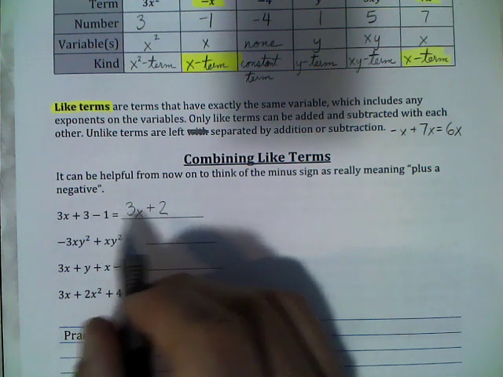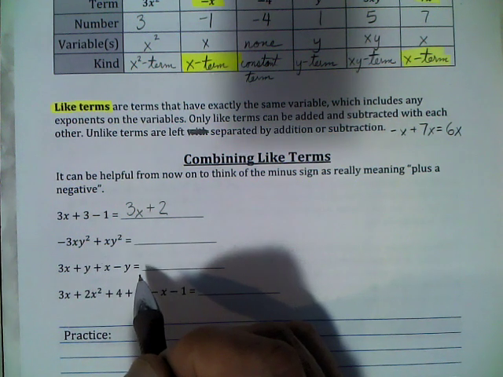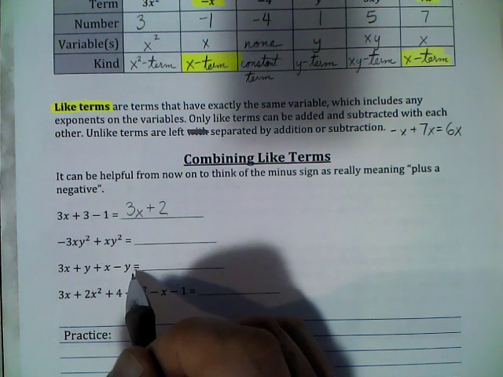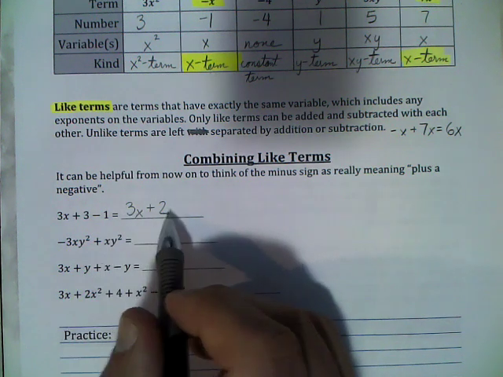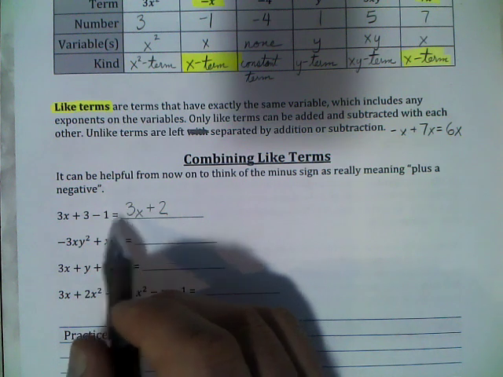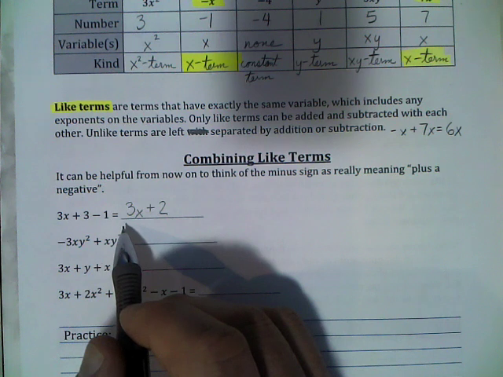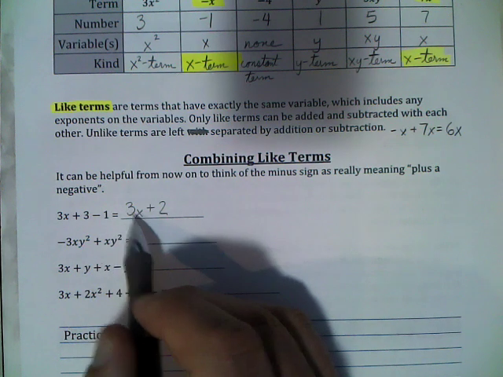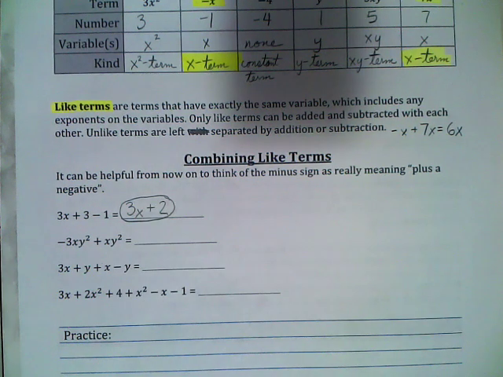Some of you are going to be tempted to make this 5x, and that is wrong. You cannot do that. So whatever it's going to take for you personally to remember that, you've got to do it. You've got to write yourself a post-it note and say, no, don't combine these, not like terms, whatever you've got to do. But if they don't have the same variables, you cannot add or subtract them. So 3x plus 2 is just 3x plus 2, nothing we can do there.